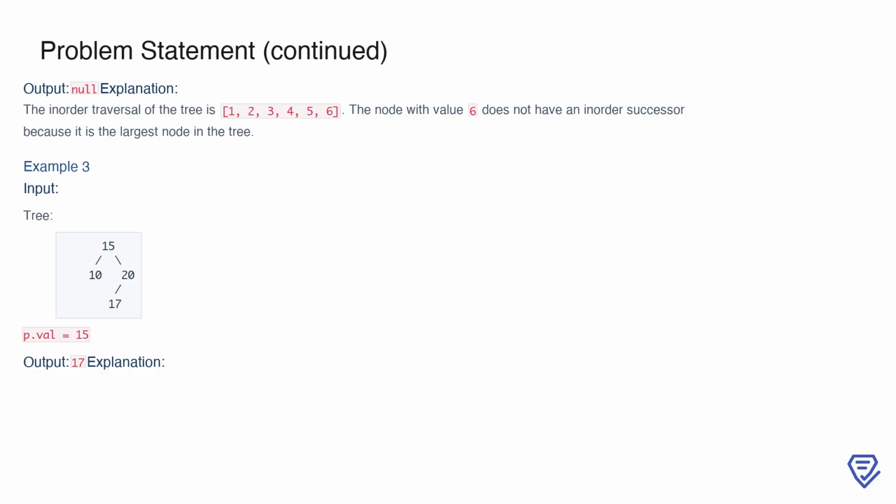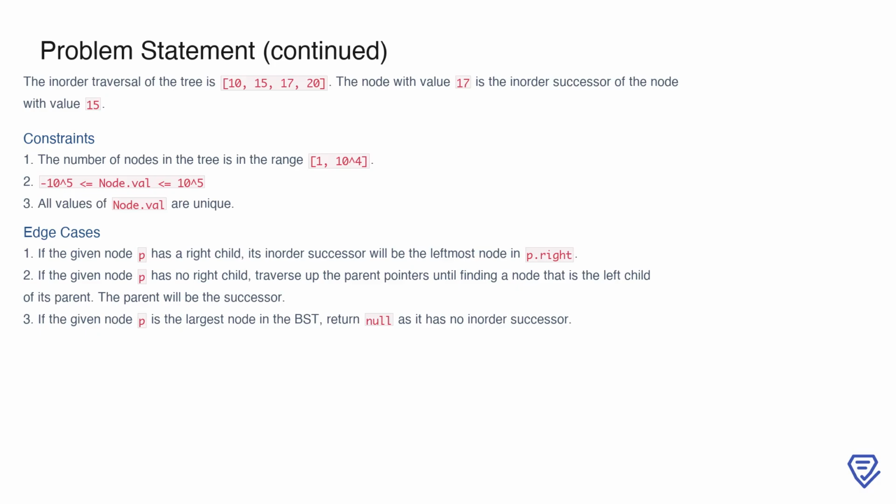Now, let's look at another example with a different tree structure. The root is 15, with a left child of 10 and a right subtree containing nodes 20 and 17, where 17 is the left child of 20. If the input node P has a value of 15, we need to identify its Inorder successor. The output for this example is the node with value 17. The Inorder traversal of this tree results in the sequence 10, 15, 17, 20. The successor of the node with value 15 is the next node in this sequence, which is 17.